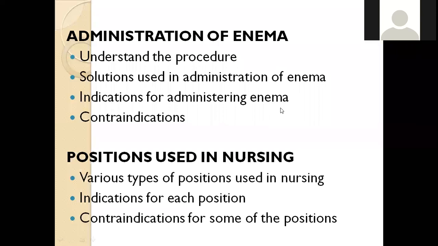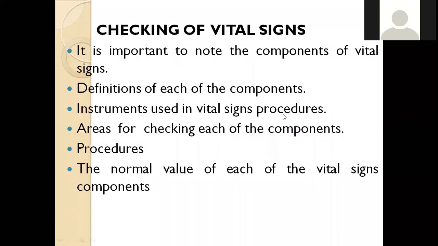Then the contraindication for some of the positions. You can't put a patient that has maybe a spinal cord injury in a cardiac position. That's one of the contraindications. So you can find questions around that area that will only test your critical thinking skills, how well you can manage. It's not something that will be so hard. So that's that for positions in nursing.